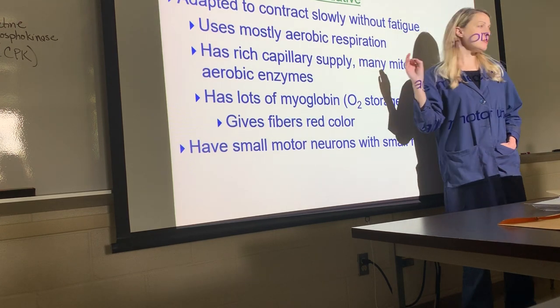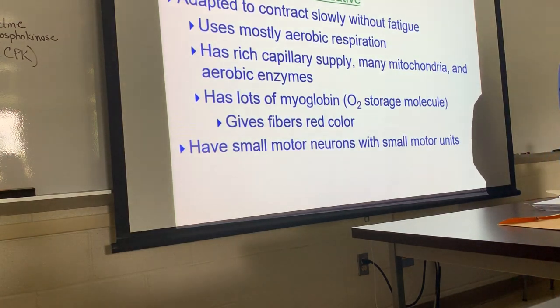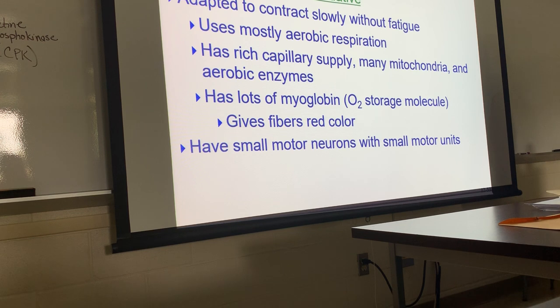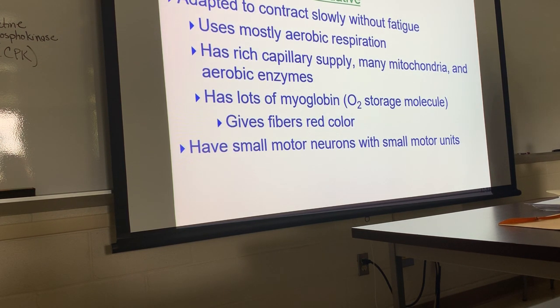So the type 1 fibers, they are very slow to fatigue. They can hold their peak contraction pretty long. And they are red in color, so they're darker.